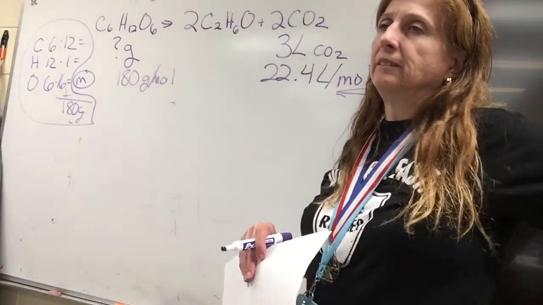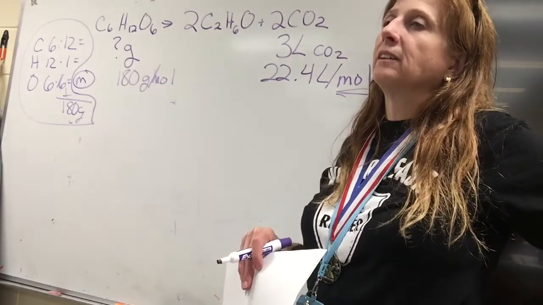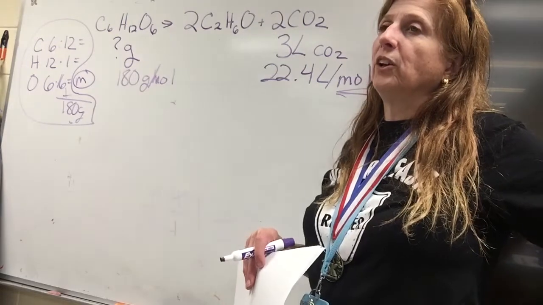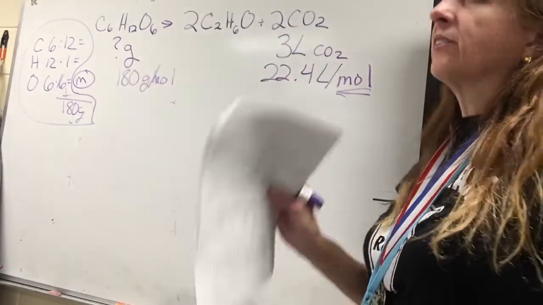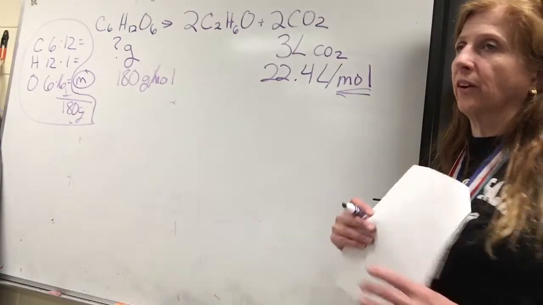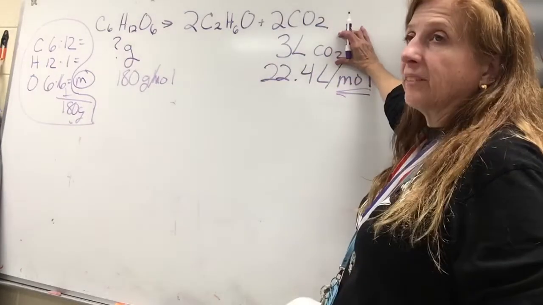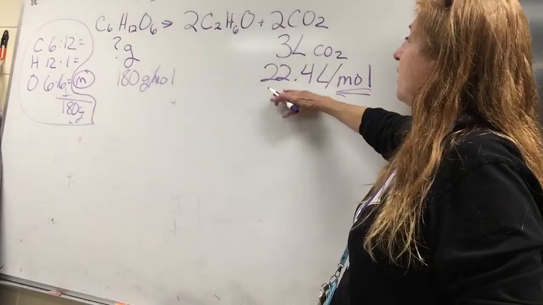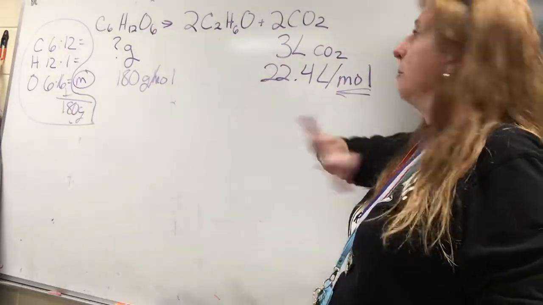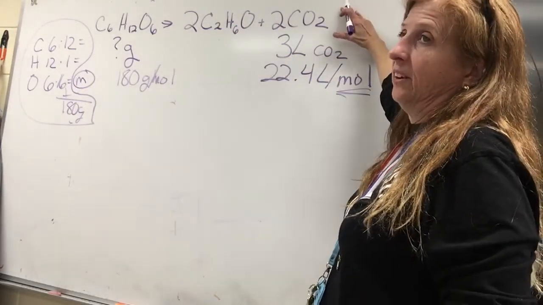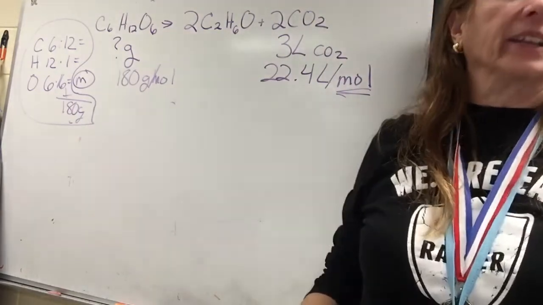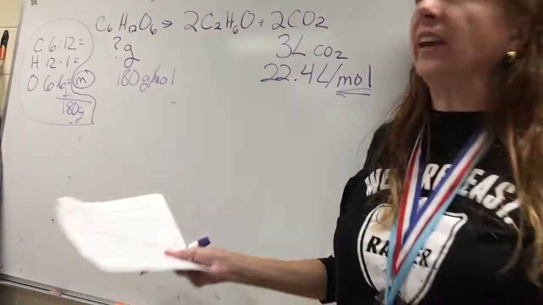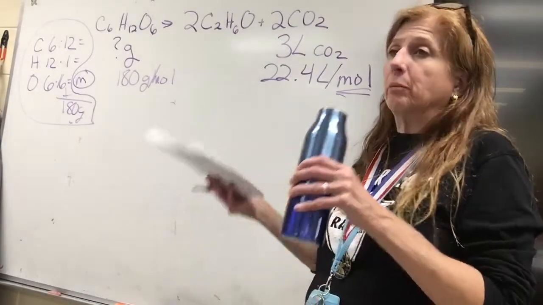Avogadro's number is 6.02 times 10 to the 23rd. But whenever you have liters, the number that goes underneath is 22.4, no matter what the gas is. It'll be a gas, and you'll write that down in liters. So that one's easy because you don't have to add anything up.